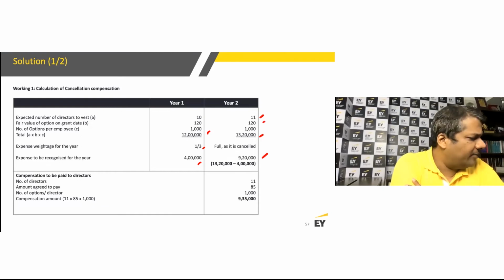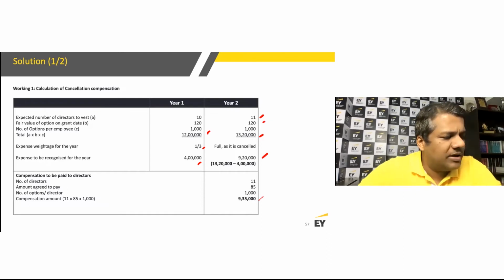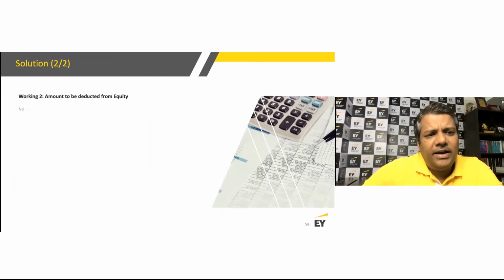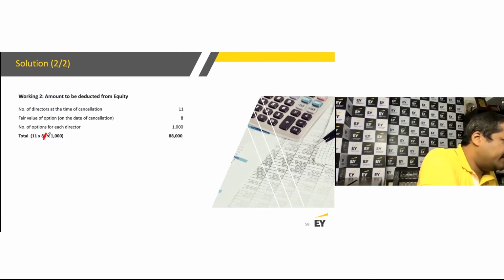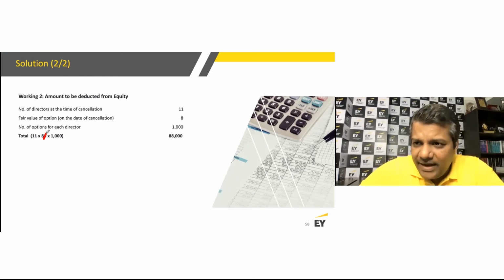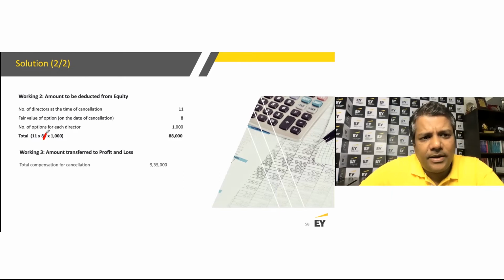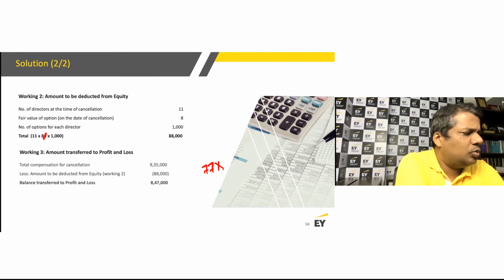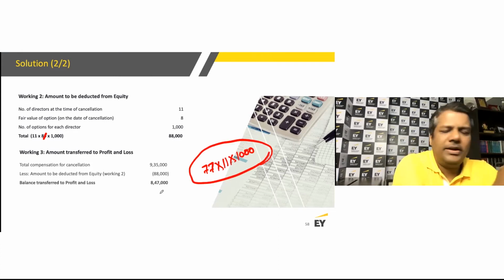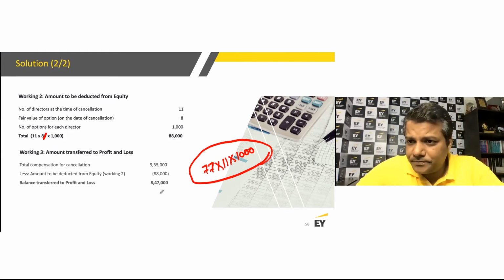Now you paid the over and above, right? Number of options: you paid 11 into 85 into 1000, 9,35,000, right? That is the extra compensation in cash which I paid. What was the fair value of the option, to be deducted from equity? 11, fair value was 8, number of options for each director, 1000, so 11 into 8 into 1000, which is 88,000, right? And how much we paid? 935. So 935 minus 88 is 8,47,000, which is nothing but 77, right? So if you look at 77 into 11 into 1000, you will get 8,47,000.